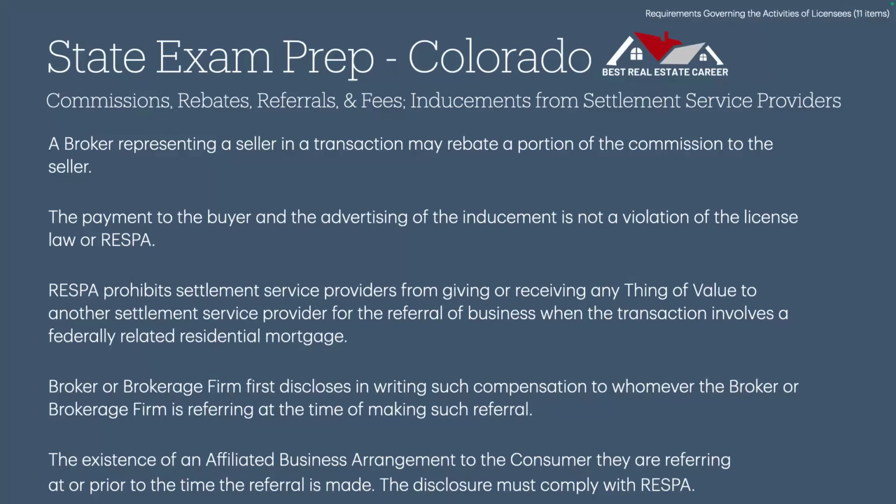And the existence of an affiliated business arrangement, also known as an ABA, must be disclosed to the consumer that they are referring at or prior to the time the referral is made. This disclosure must comply with RESPA. So this is saying this. Let's say that you own that roofing company. All right. So it's not a $50 referral. You're making thousands of dollars off of this deal. Perfectly legal. You can have as many businesses as you want that touch real estate, and you can refer people all day long. Perfectly legal.